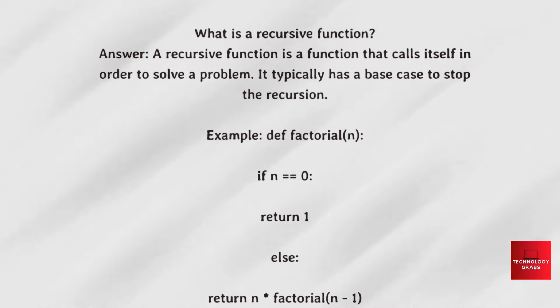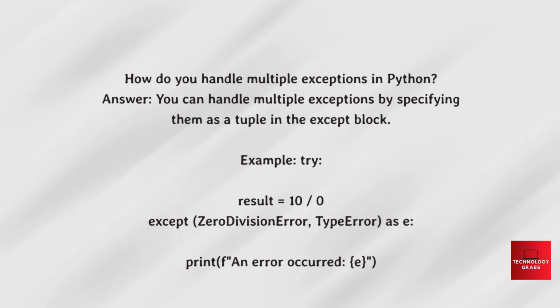Print factorial(5) outputs 120. How do you handle multiple exceptions in Python? Answer: you can handle multiple exceptions by specifying them as a tuple in the except block. Example: try: result = 10 / 0 except (ZeroDivisionError, TypeError) as e: print("An error occurred:", e).